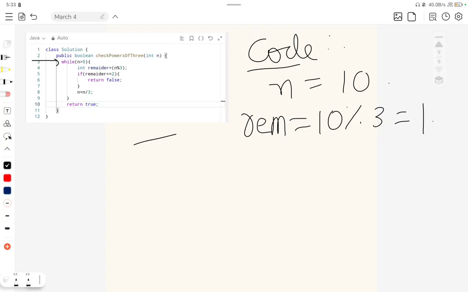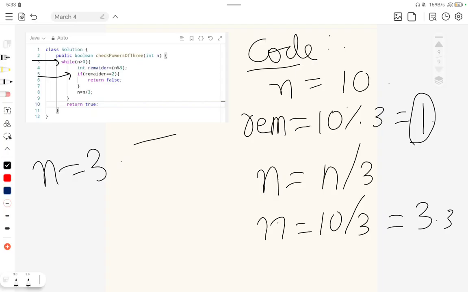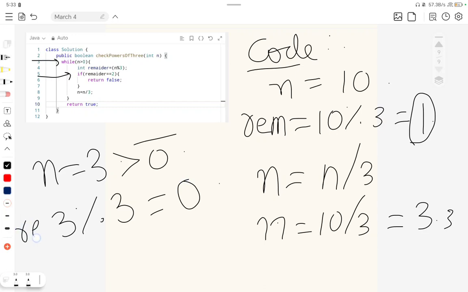Is remainder equal to 2? No, remainder is not equal to 2, so this condition is false. Then we set n equal to n divided by 3, that is 10 by 3, which is 3 point something. Since n is an integer, it stores n as 3. Now it goes to the next step. n is greater than 0, the condition is satisfied, and it goes into the loop again. Remainder is equal to 3 modulo 3, which is 0.